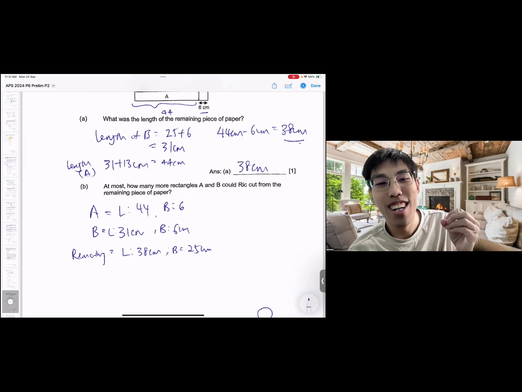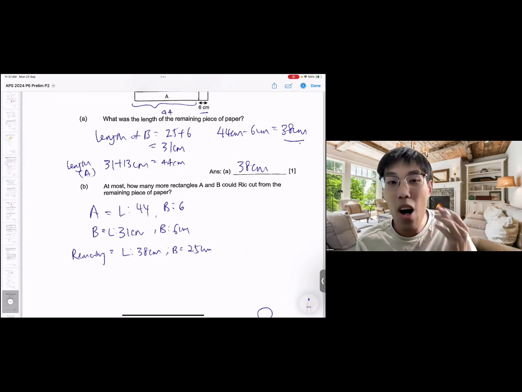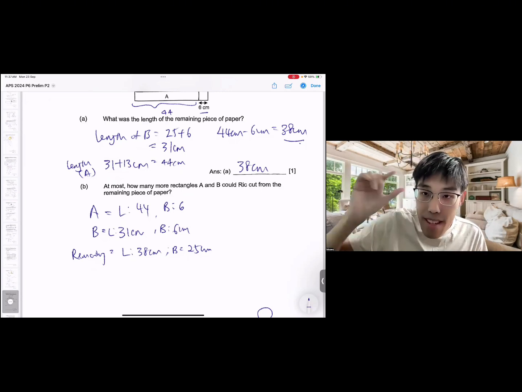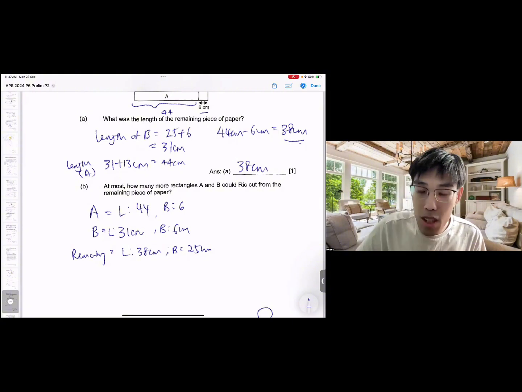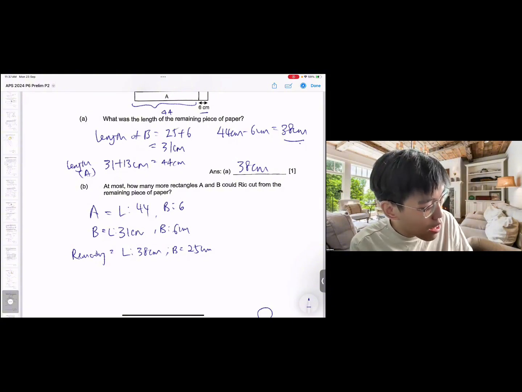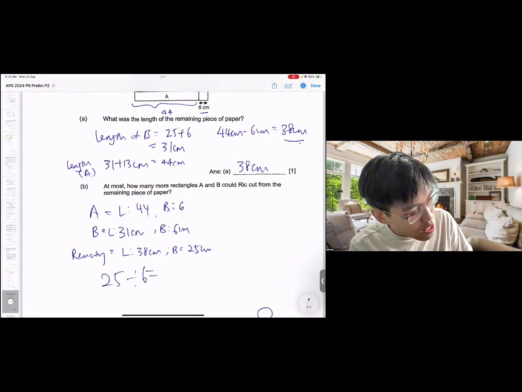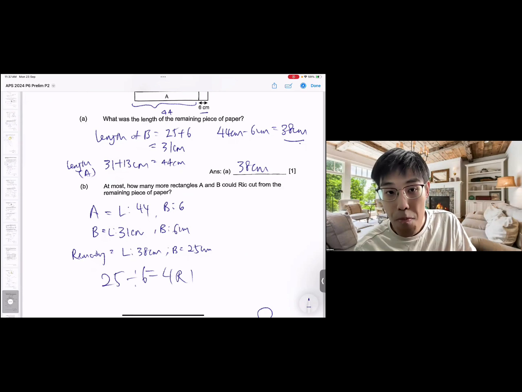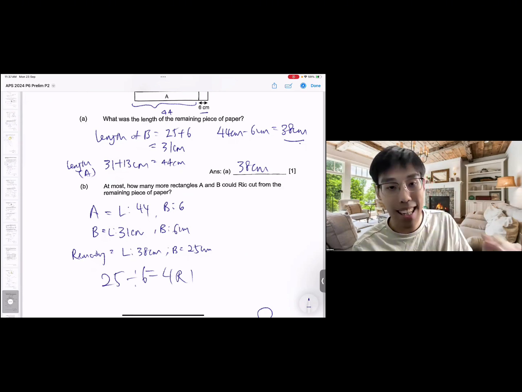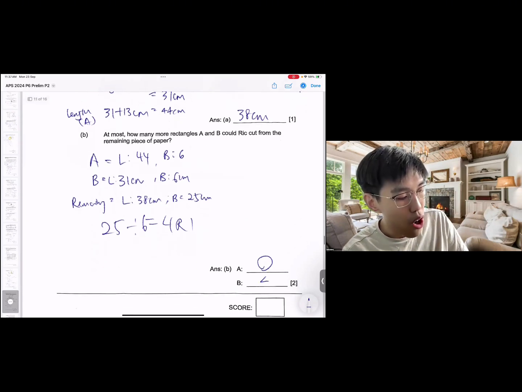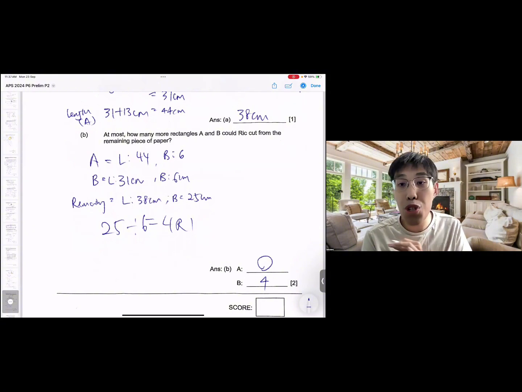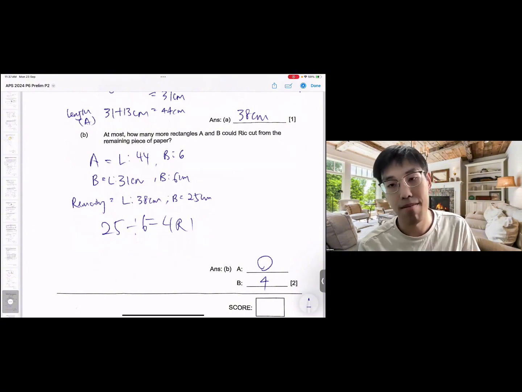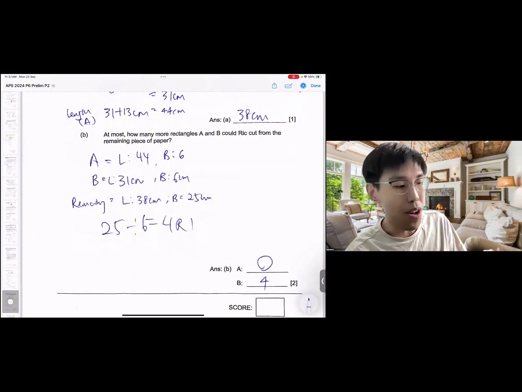So therefore, A is 0. Okay, now we focus on B. Now how many B? The breadth is 6. The remaining breadth is 25. So I can take 25 divided by 6, remainder 1. What does it mean? That means the maximum I can cut is 4 strips of rectangle B. Answer 0, 4.